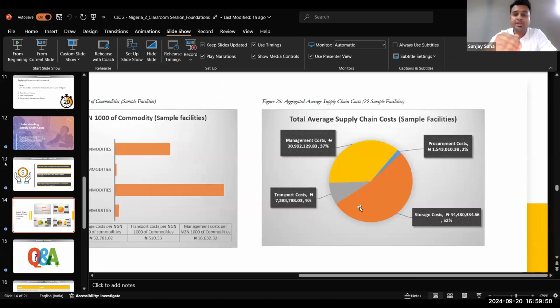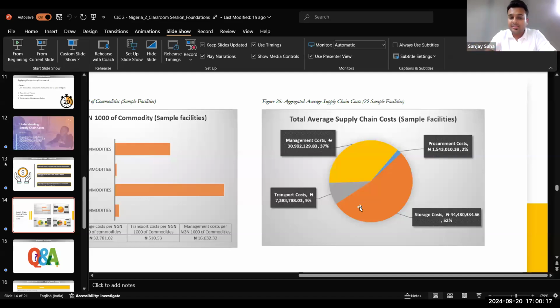Now the second figure is showing the breakup of these costs. So you see here, management costs and storage costs are the highest. So 52% storage cost and 37% management cost. Procurement cost. Now procurement cost in this case is management of procurement, not the actual cost of commodity. Okay. Cost of commodity is different.